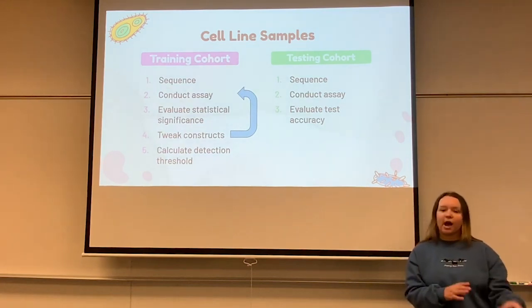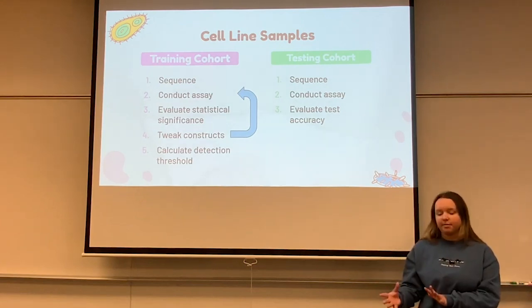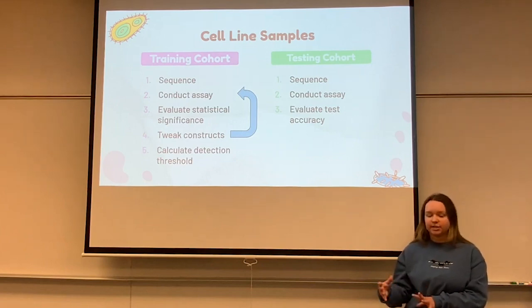This can help you make prescription decisions appropriately. Then, once we have our assay optimized and we've identified this fluorescence threshold, we will move on to the second part of this, which is the testing cohort.